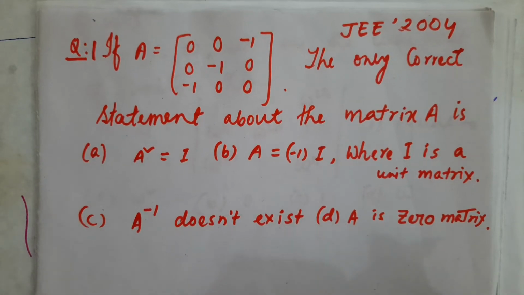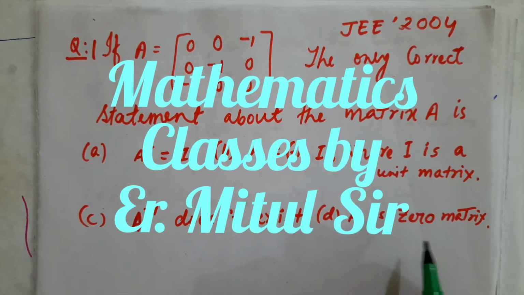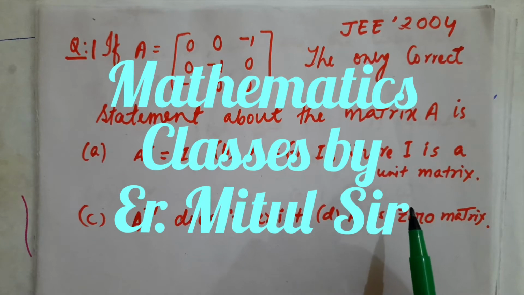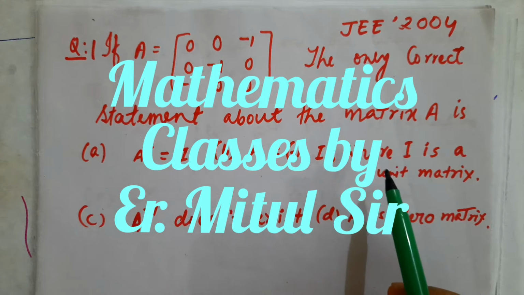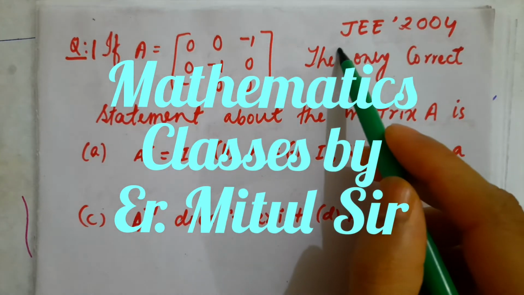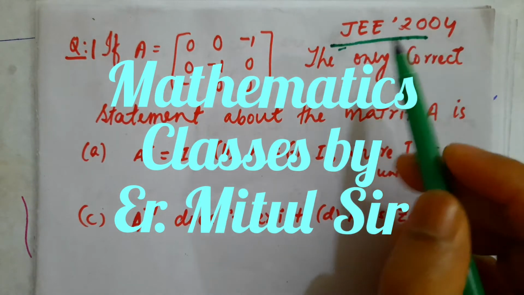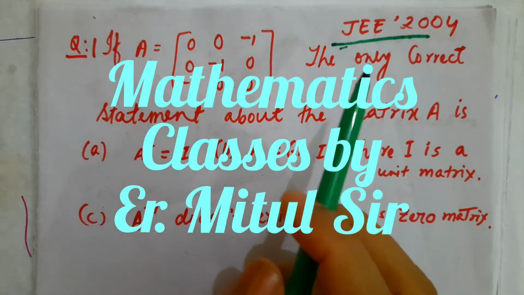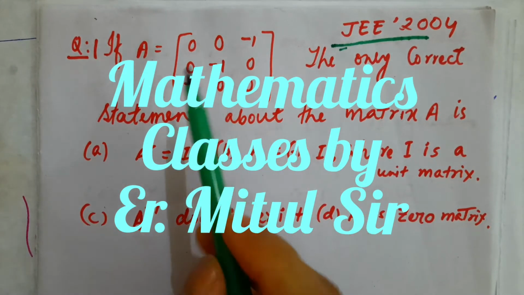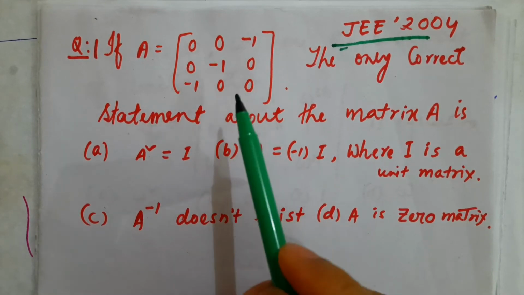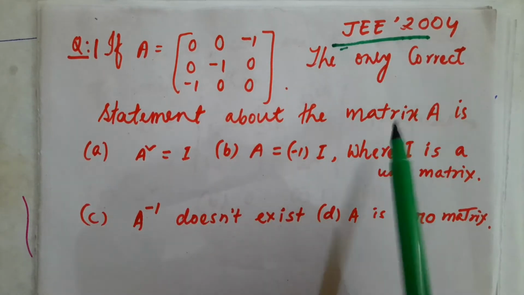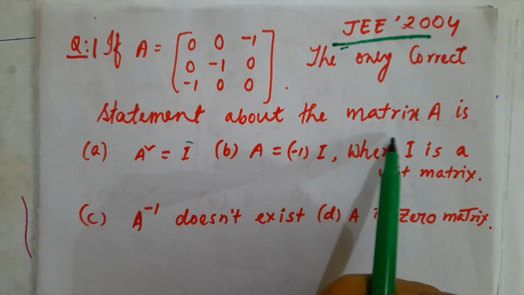Today we will discuss a few questions from matrices and determinants. Some MCQ questions asked in previous year JEE. First question, it was asked in JEE 2004. If a matrix A is given, the 3 by 3 matrix with entries 0, 0, minus 1, find the only correct statement about the matrix A.